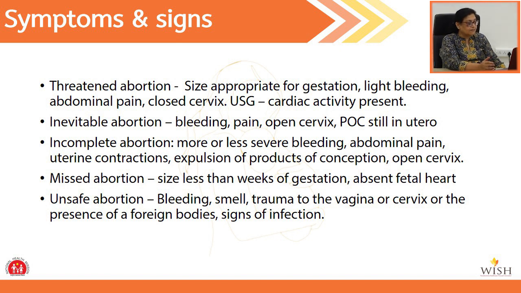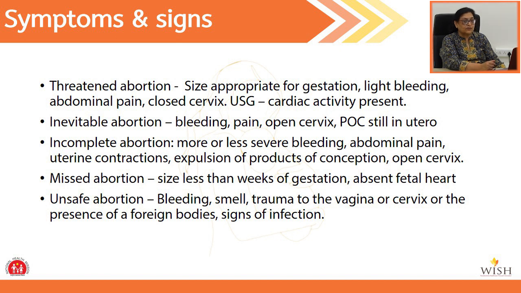The third is incomplete abortion. Here there will be more bleeding, there will be pain, there will be the presence of uterine contractions and expulsion of the products of conception from the uterus into the cervix and vagina. The os will be open. In missed abortion, the patient may complain of light bleeding with abdominal pain. When you examine her, the size of the uterus will be less than the period of gestation, and there will be no fetal heart sounds.